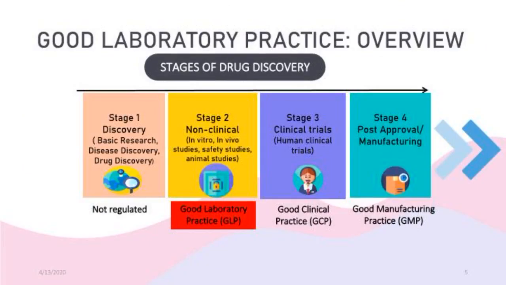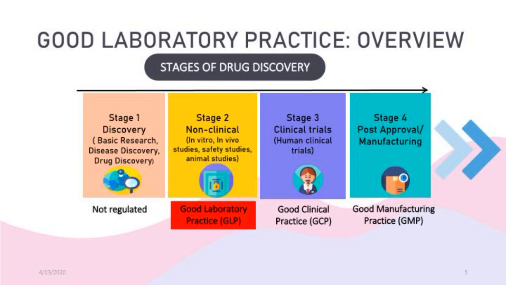Drug discovery actually involves several stages of development. However, not all of these stages are governed by the GLP. The first stage is the phase of discovery. This is where all the basic research, disease discoveries, drug discoveries or any preliminary experiments take place. This stage of drug discovery is not regulated. Next, stage 2 involves all the non-clinical testing. This includes the in vitro and in vivo studies, safety studies or animal studies. This stage is regulated by the GLP.